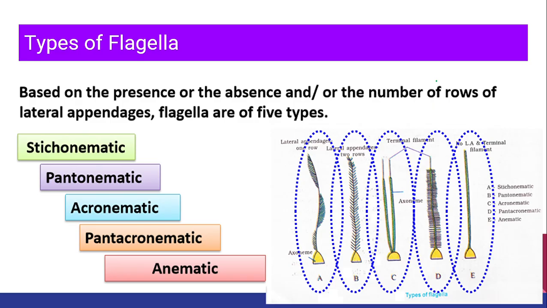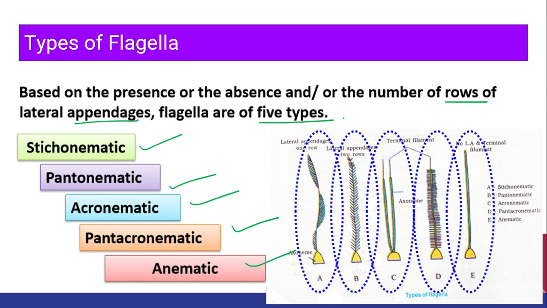Now, let's move ahead with the types of flagella with the concept of lateral appendages. Based on presence or absence of number of rows of lateral appendages, flagella are divided into 5 types. So we are going to see the types of flagella based on what? Based on your presence or absence of your lateral appendages. Here are the 5 types of flagella: Stichonematic, Pantonematic, Acronematic, Pentachronematic and Enematic.